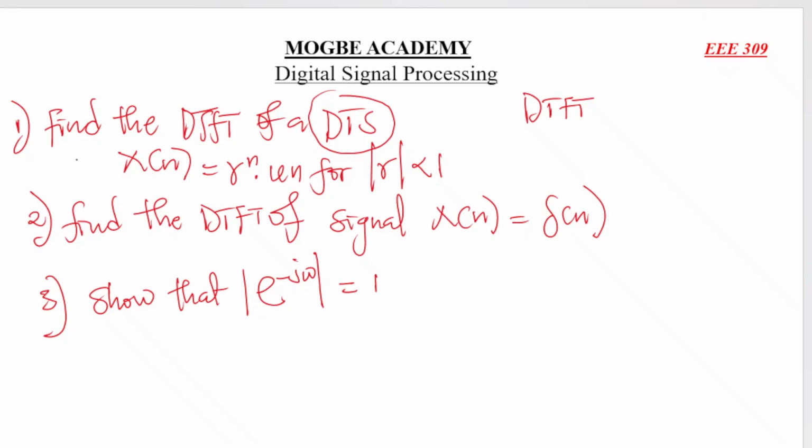r raised to the power of n multiplied by u of n. Now, I told you that when you are considering questions under DTFT, you need to be familiar with what we call our standard signals. I told you that we have various standard signals, but in this course we consider 4 standard signals: the step signal, the impulse signal, the exponential signal, and the ramp signal. Are we together?